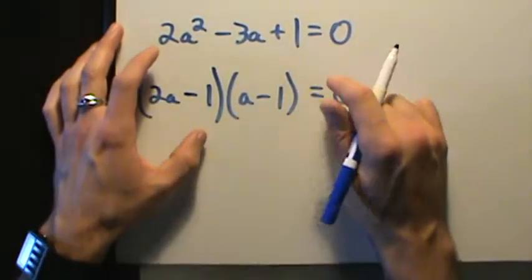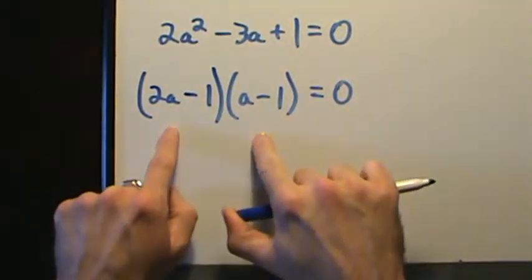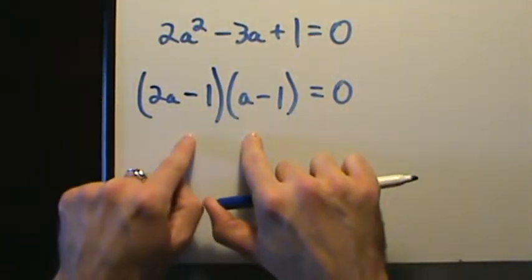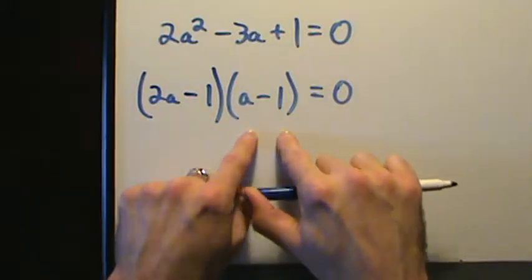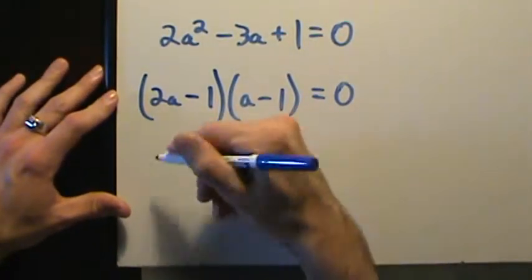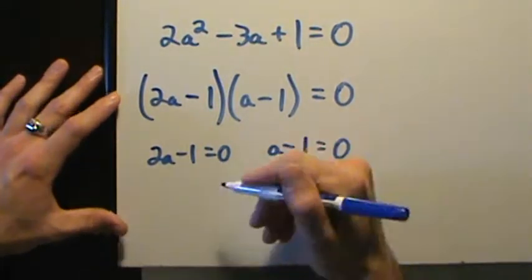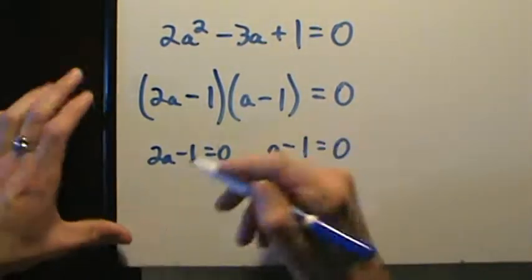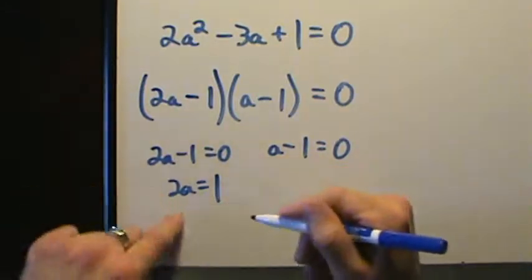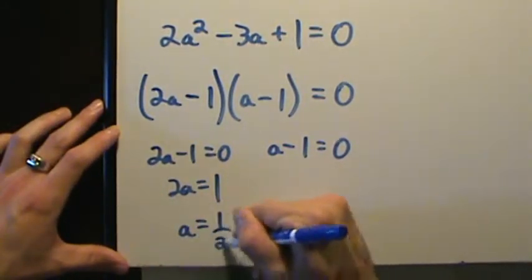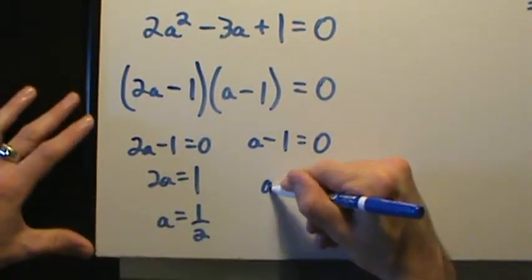So just a plain old quadratic equation, factor it like we learned in previous courses, and then it's just going to be 2a minus 1, a minus 1 equals 0. So then 2a minus 1 equals 0, or a minus 1 equals 0. So add 1 to both sides, and then 2a equals 1, divide both sides by 2, a equals 1/2. Here, just add 1 to both sides, that's it.